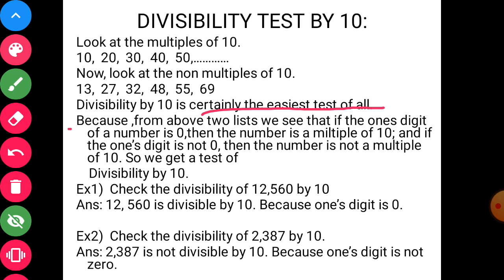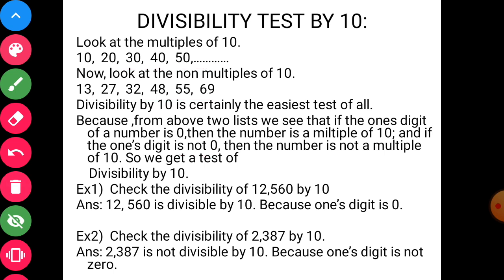From the above two lists we see that if the ones digit of a number is 0, then the number is a multiple of 10, and if the ones digit is not 0, then the number is not a multiple of 10, because these are non-multiples. Why? In ones place there is no 0. But these are multiples of 10, because in ones place 0 is there.